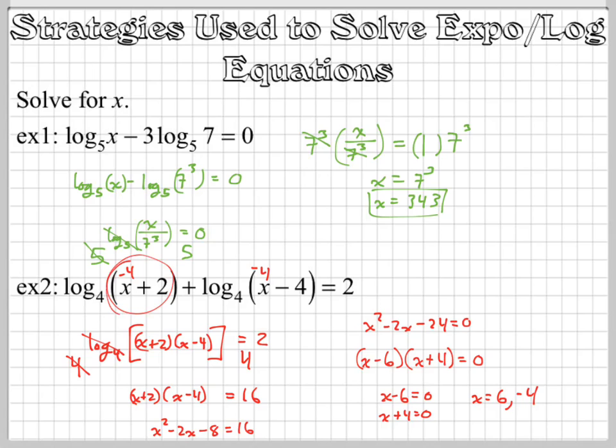Oh, this one was a negative. Oh, this one's also, wait, no, that one's also negative. It's negative 8. So negative 4 is our extraneous solution. I don't really know if I'm saying that right. I've got to double check my words here. So your only answer is x equals 6.